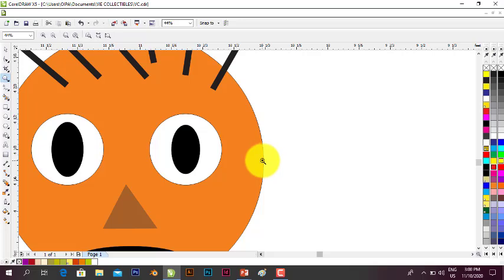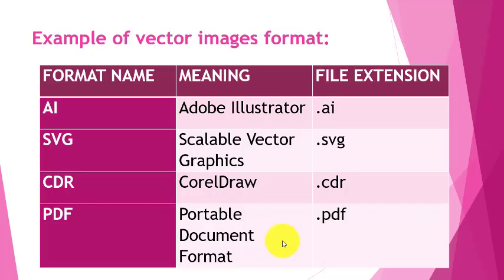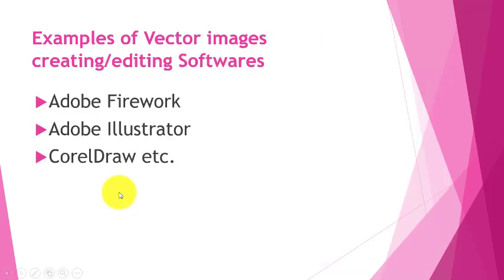And that's why if you are designing a logo for a client, it's always ideal to send the CorelDRAW format, that is the vector format, to the client so that it can be reused without losing quality. Okay, so let's move on. Now, these are examples of vector image editors. We have Adobe Fireworks, we have Adobe Illustrator, then we have CorelDRAW. Then we are starting with CorelDRAW.